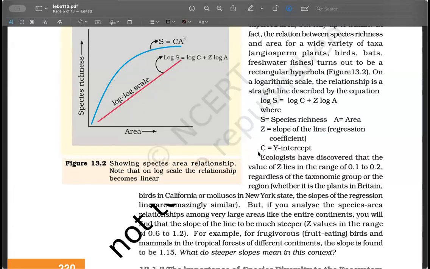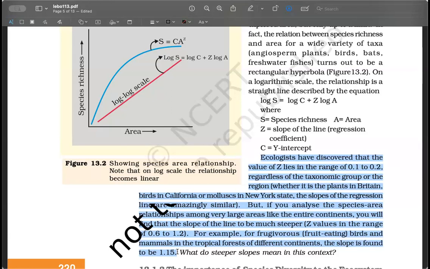So, like they say here, Iram, would you like to read this paragraph that I have highlighted in blue? Yes. Ecologists have discovered that the value of Z lies in the range of 0.1 to 0.2, regardless of the taxonomic group or the region. Whether it is the plants in Britain, birds in California, or mollusks in New York State, the slopes of the regression lines are amazingly similar.